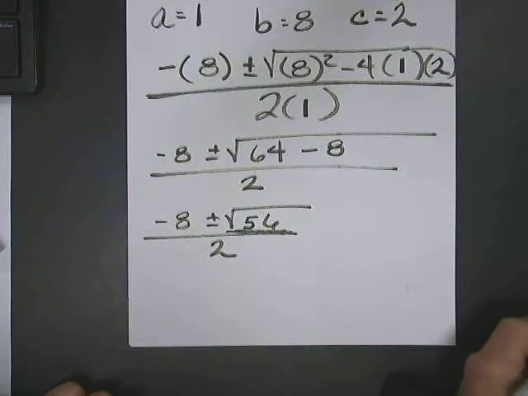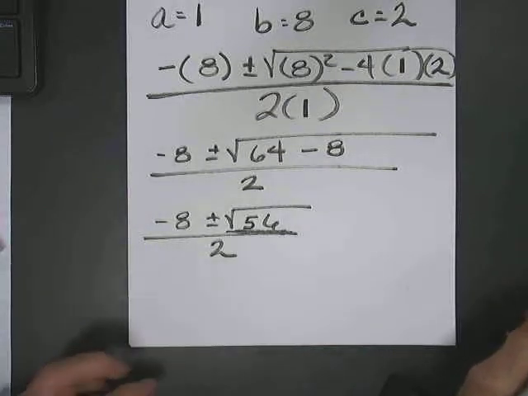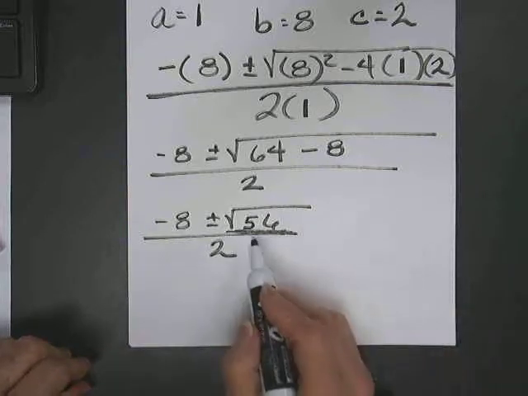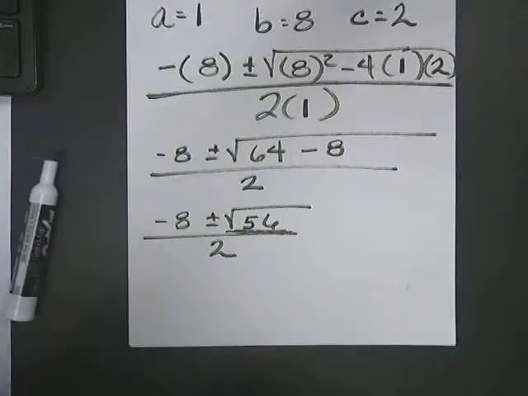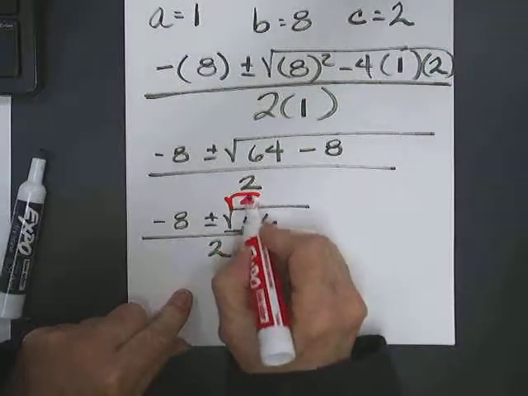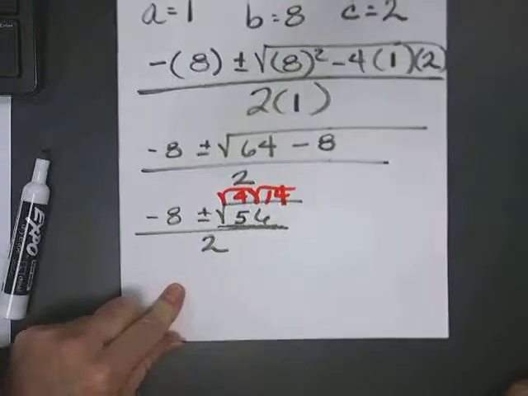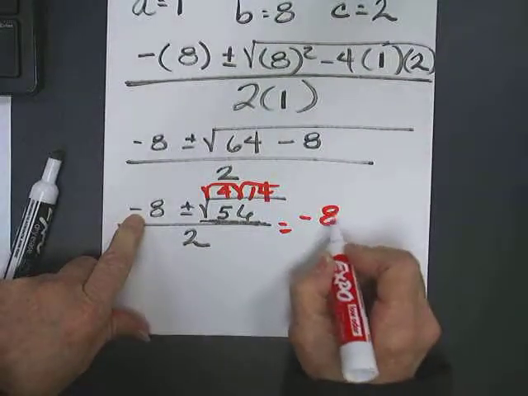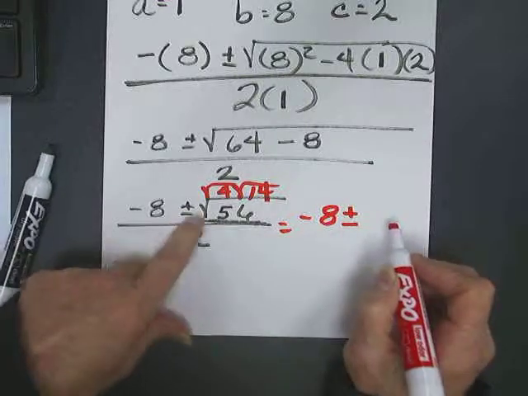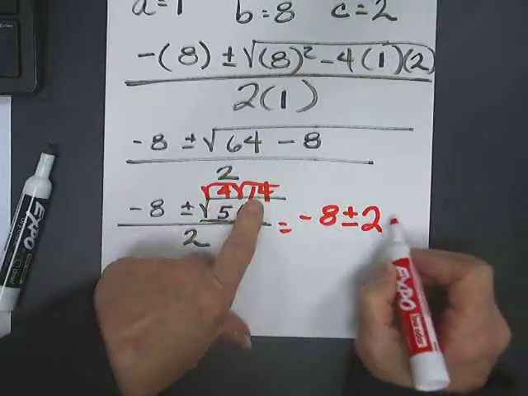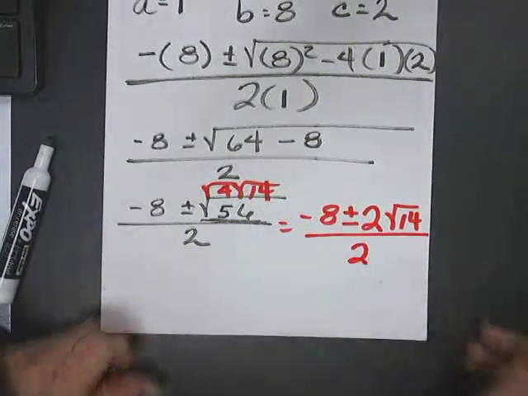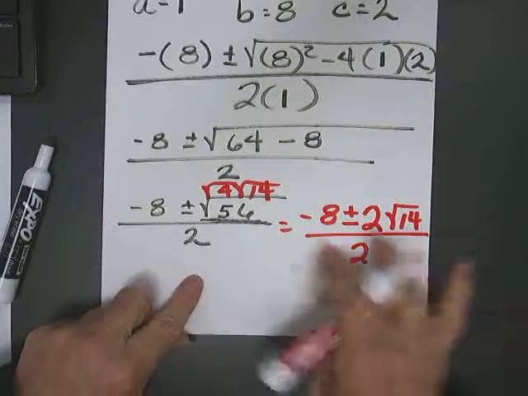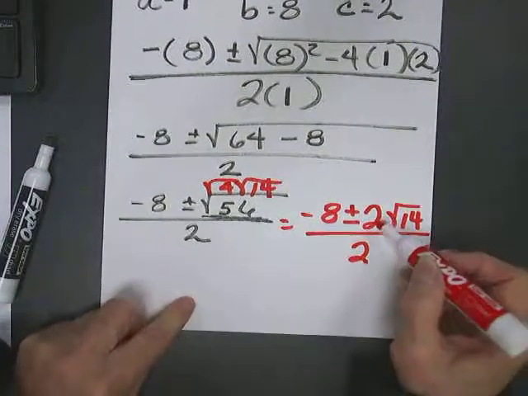We need to simplify the square root part. What is the biggest perfect square that will divide into 56? 4? 4 times what? 14? Okay, so this is 4 times 14. So we have negative 8 plus or minus the square root of 4, which is 2, the square root of 14, all over 2.